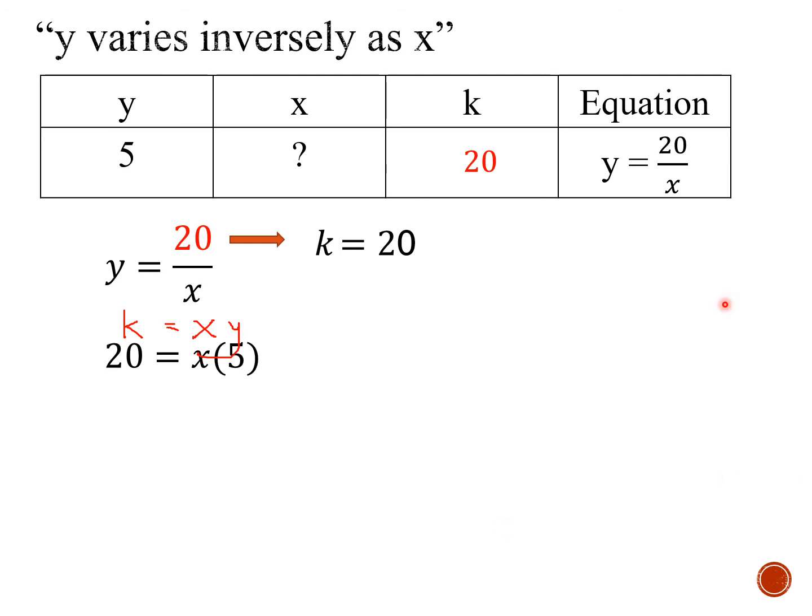Then, using division property of equality, we divide both sides by 5 para x na lang po matitira. Then, we divide out para mawala na po si 5. 5 divided by 5 is 1 times x. So, x na lang po natitira. Then, 20 divided by 5. That is 4.